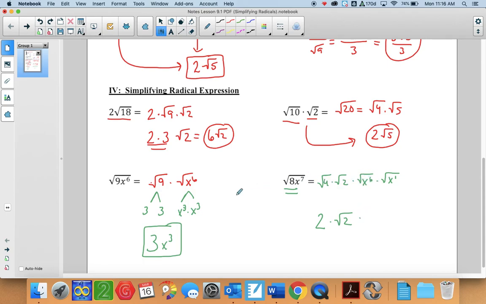Square root of x to the 6th, well, I just got done doing this, x to the 6th is x to the 3rd. And the square root of x to the 1, well, there's nothing that can be done with that. And to finalize it, let's just put it in a nice, neat order. We'll say I have 2x to the 3rd. Those are the numbers that came out of the radical sign, and still under the radical sign I have a 2 and an x.